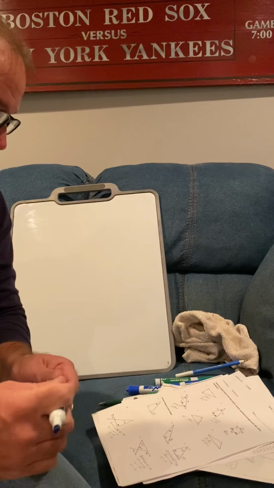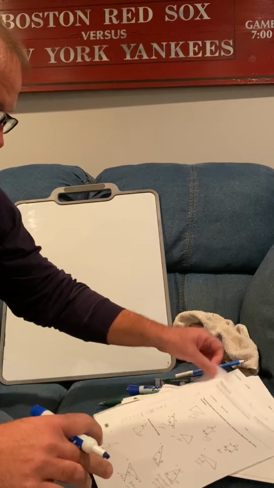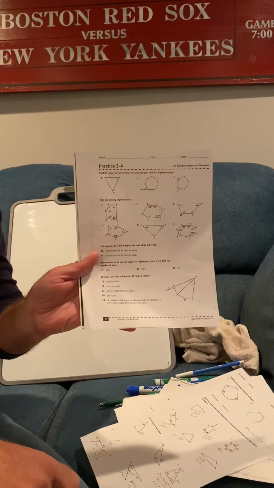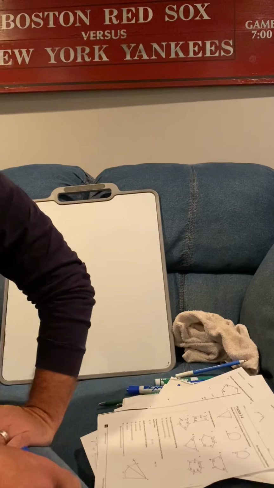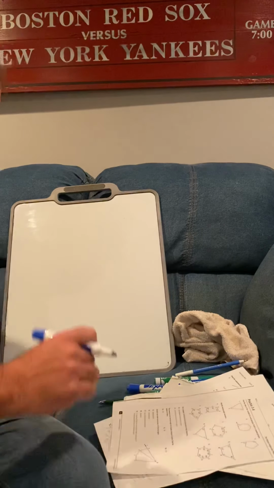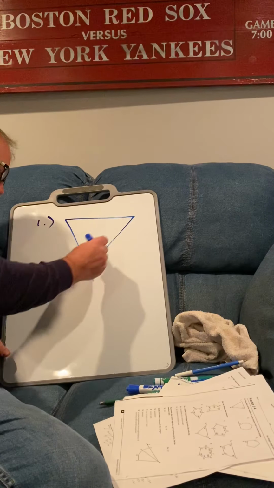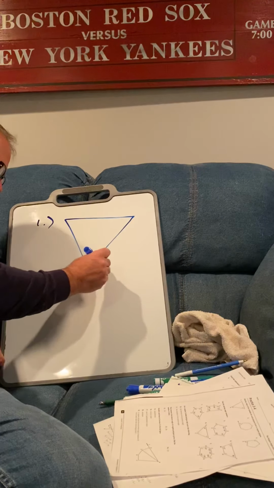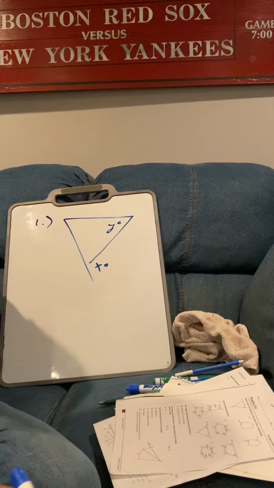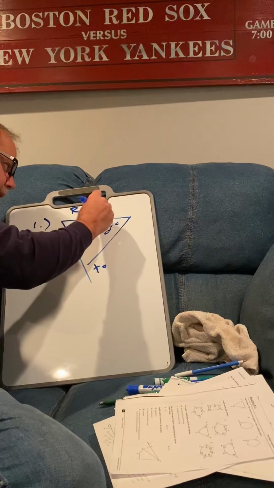So here we go. We are looking at the paper that says Practice 3-4, which is in your Google Classroom packet. Looking at that first question, number 1, we have a triangle, X, and we have Y. And the key word is this is called a regular polygon.